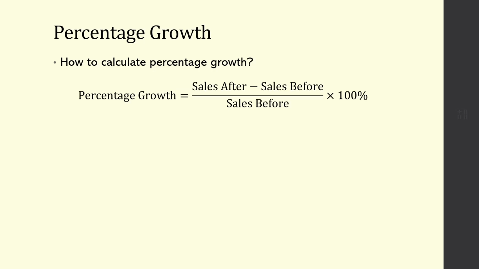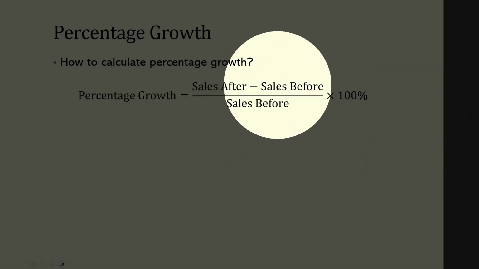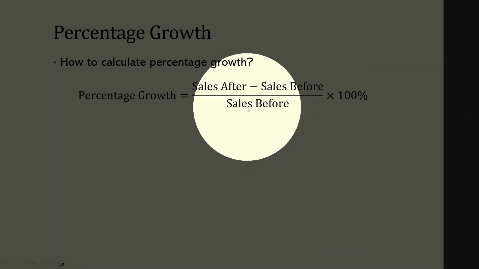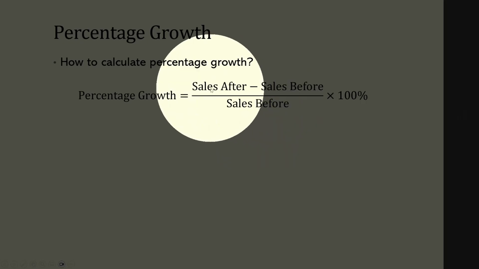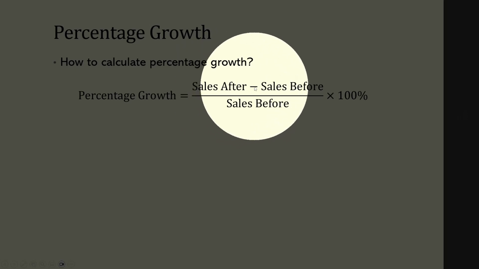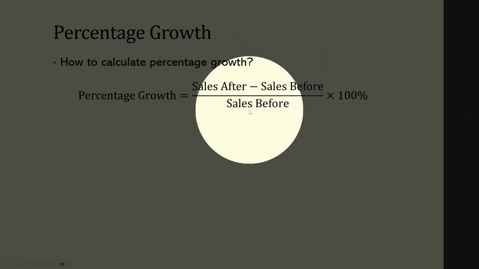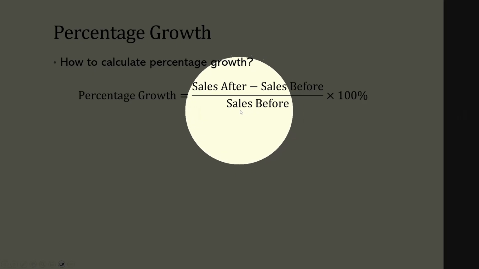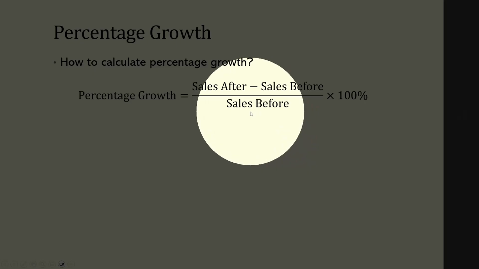So how to calculate percentage growth? Percentage growth is a ratio between the changes in sales versus the sales level before. Basically, the unit sales or dollar sales after minus the sales before and then divided by the sales before. And this will give you a percentage value. And one thing to be careful about is that the denominator is going to be the sales level before. It's not the sales level after.